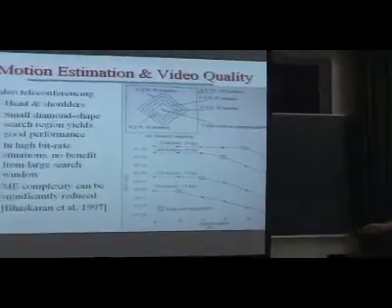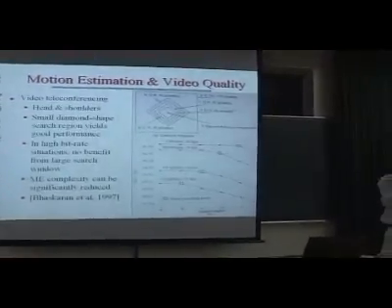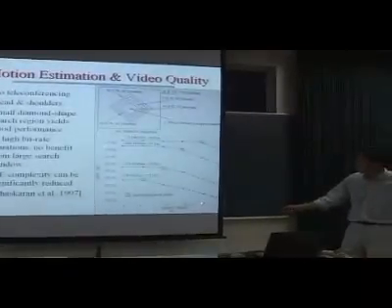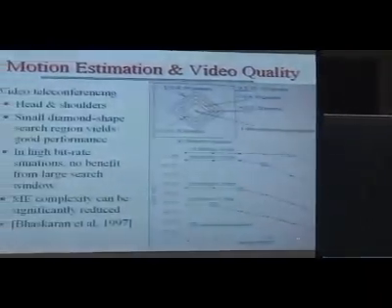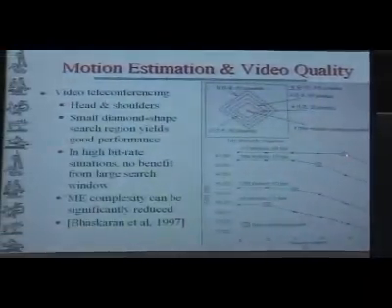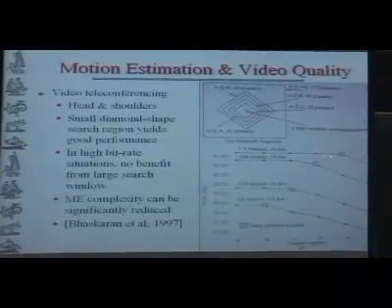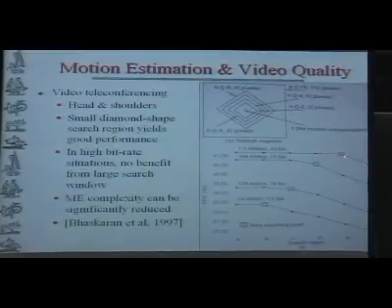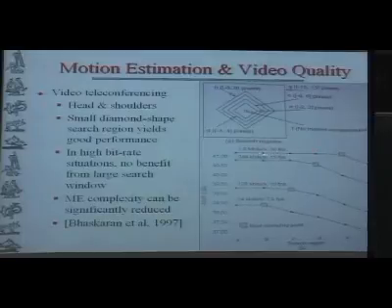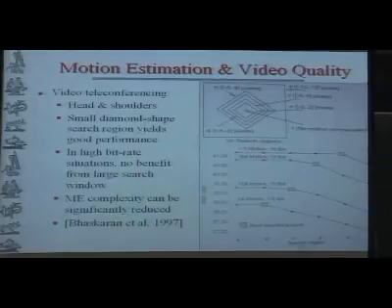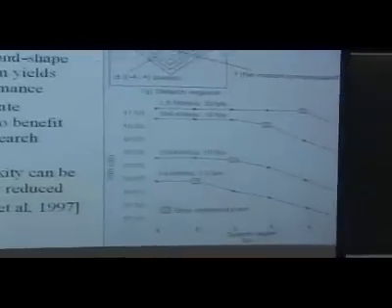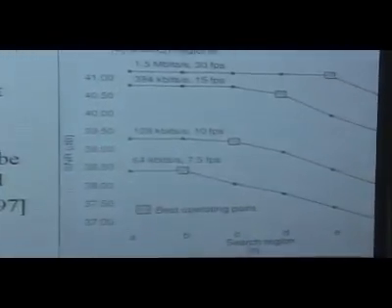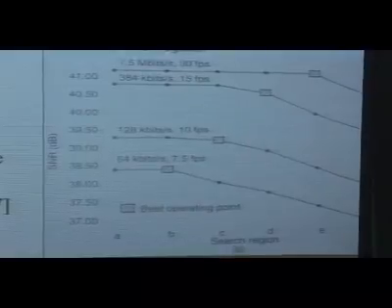But then something interesting happens. Take a look at option E, which is a very small diamond search window. This option E gives you this performance. Comparing, as you can see, this is almost as good as that one, this one, this one, and this one. So option E at very high bit rate works almost as well as the rest. Now, this only holds true for head and shoulder sequences, of course.